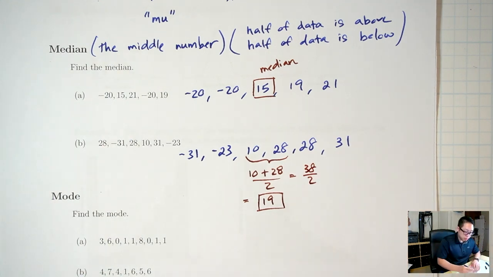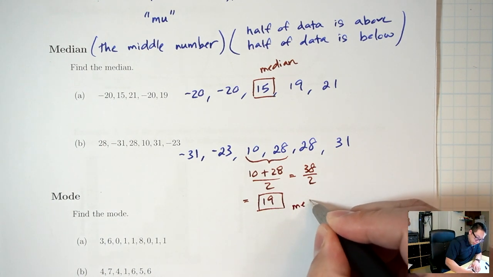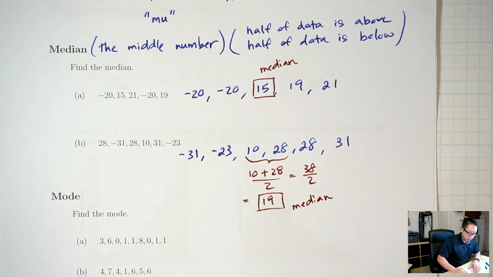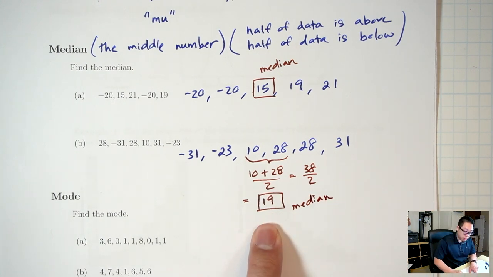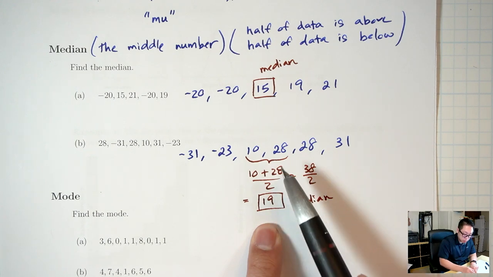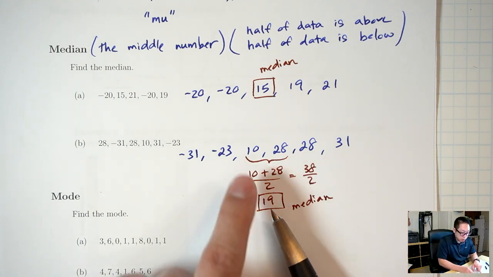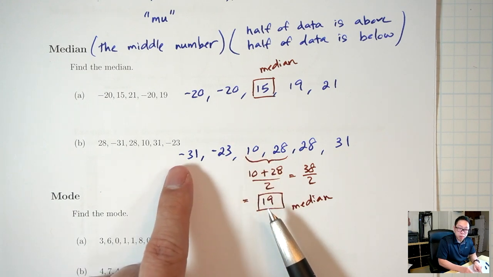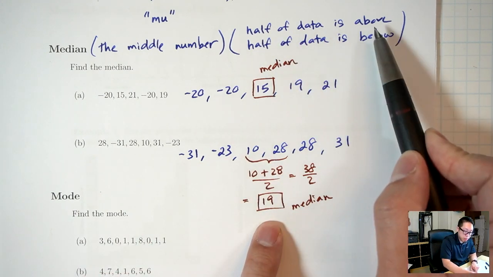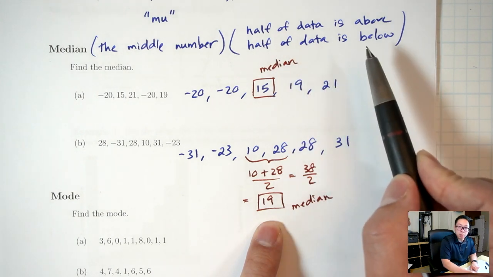Okay, so 19 is our median. Notice that there are three numbers above 19, so 28, 28, and 31. And there's also three numbers below 19: 10, negative 23, and negative 31. So once again, half of the data is above it, and half of the data is below it.